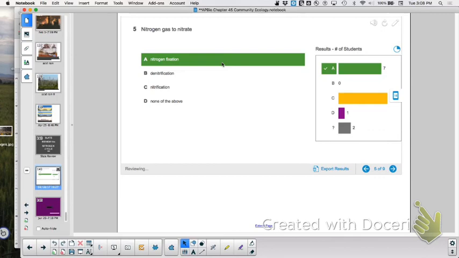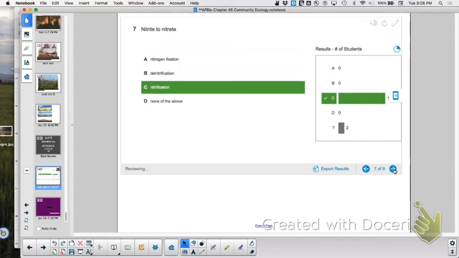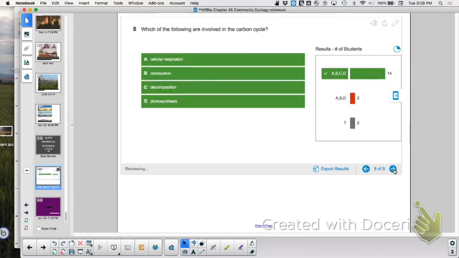Atmospheric fixation. Using lightning will go right from nitrogen gas to nitrate. Right? That's a form. If you said nitrification, nitrification is taking ammonia, NH3, and forming nitrite or nitrate. Do you see the difference there? And then nitrogen gas to ammonium is nitrogen fixation. Good job. Nitrite to nitrate. Good job.